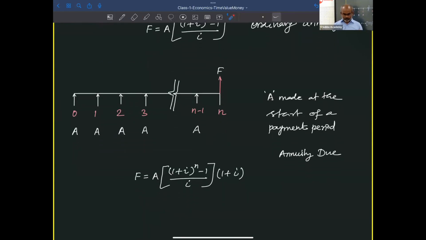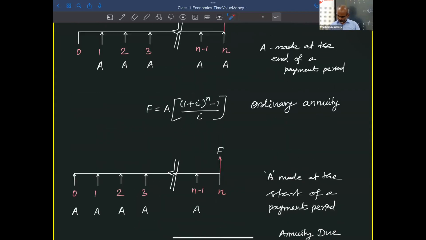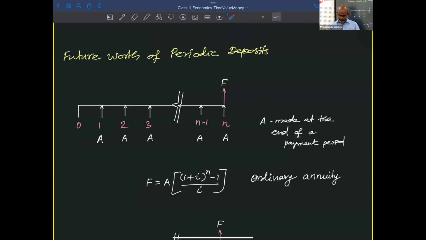Of course, I'm not sure whether this kind of banking practice is there in other countries also. At least I'm not aware of it outside the Indian system. We are depositing this A at the start of every period, and then we are waiting for one more time to get the maturity value withdrawn. Okay, so this formula is called the annuity due, the future worth of periodic payments for the annuity due problem. That is, these A are made at the start of a payment period, and here A are made at the end of a payment period.